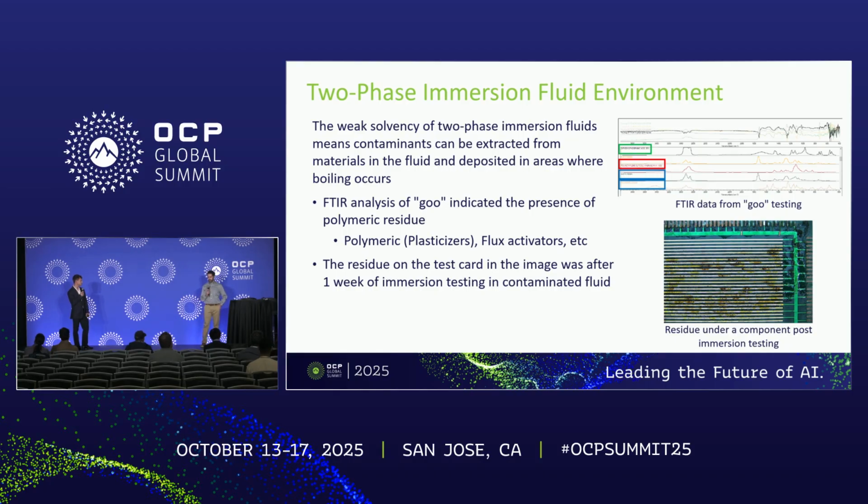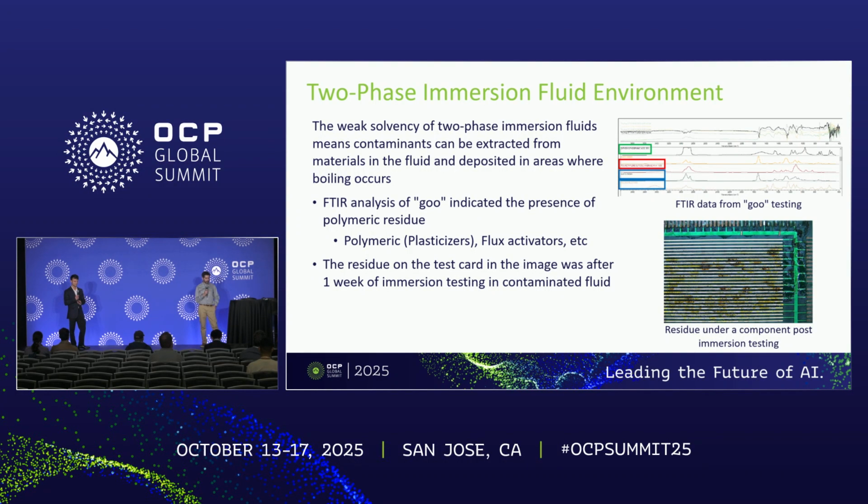So as Zach just mentioned, two-phase immersion fluids can act as a weak solvent that over time can extract problematic residues into the fluid. This fluid tends to deposit itself in areas of the board that are exposed to high heat from boiling action from high-powered heat generating components. Once it's deposited, it takes the form of a goo or a gel-like consistency that, when examined with FTIR analysis, is composed primarily of polymeric compounds like plasticizers extracted from submerged hardware and flux residue from the assembly process.